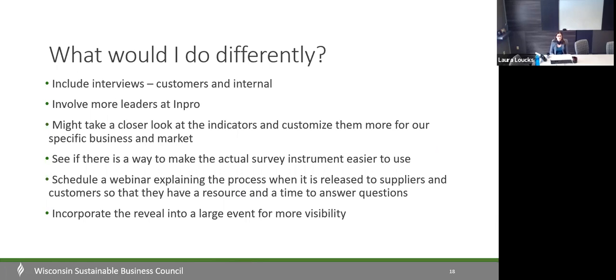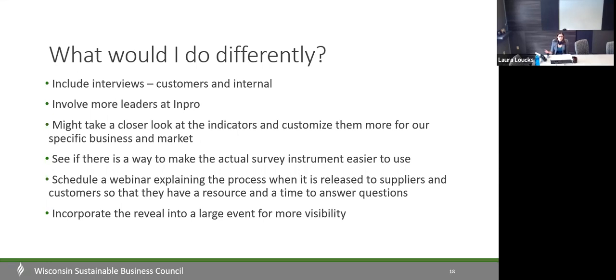I'd also like to involve more leaders at Inpro. We had a really great steering committee, but sustainability is a group effort. And so including more people in that process would be really important and helpful for us. I also want to take a better look at the indicators and customize them a little bit more. For this first time, I really did just look at the GRI and some of the other things and plucked out the wording and everything from those indicators. It would be nice to customize that a little bit more to Inpro and our specific industry and the building sector as well. So that's something that I want to do.